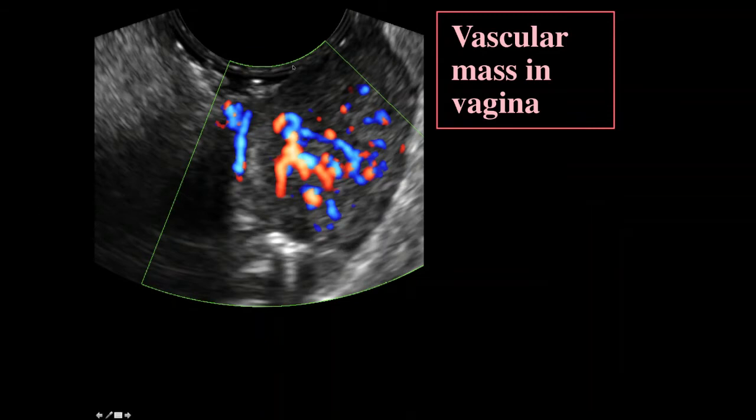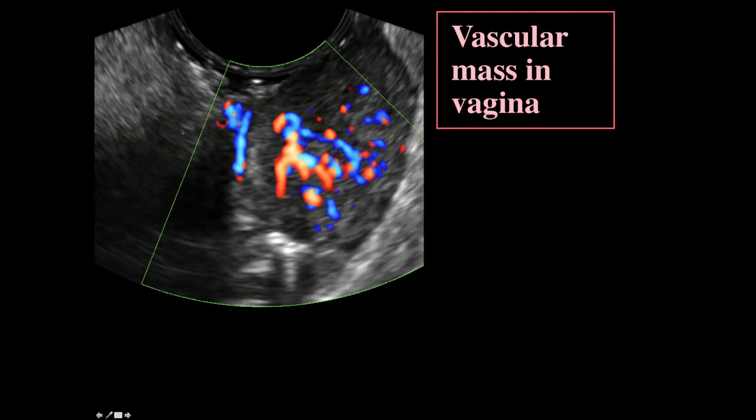Now this one is a really ugly looking thing. Lots of color. I was really worried about this. This was in the vagina. Lots of irregular blood vessels, looks really malignant, and I was very concerned about it. I didn't know where it came from. It was at the top of the vagina.